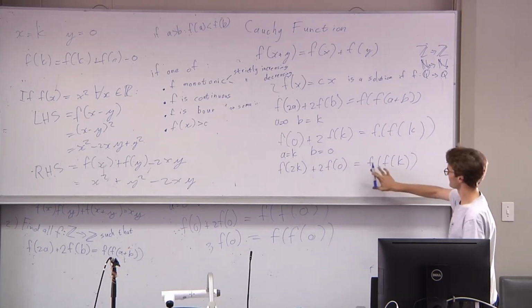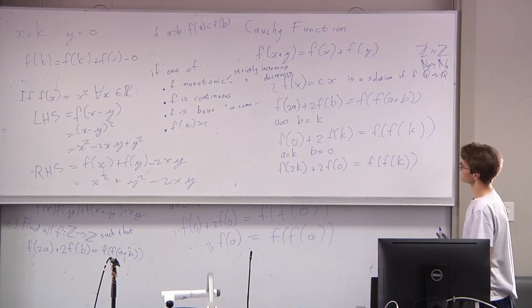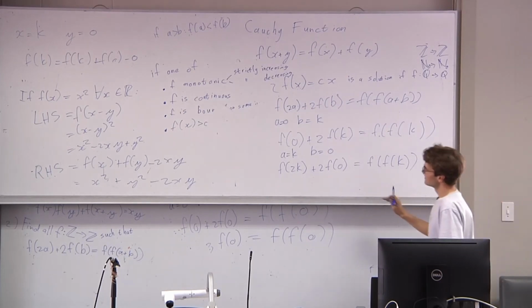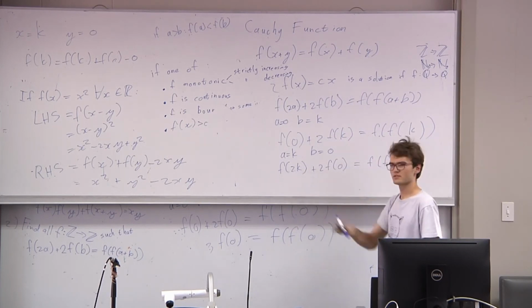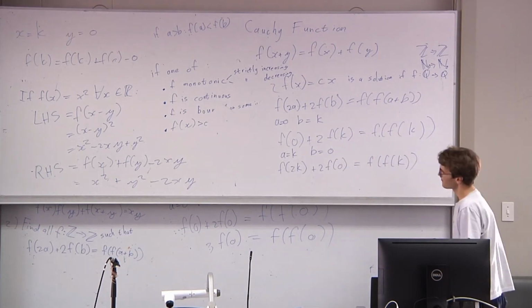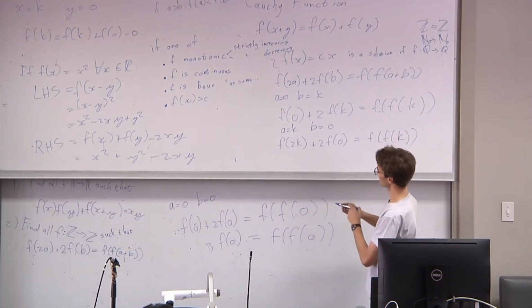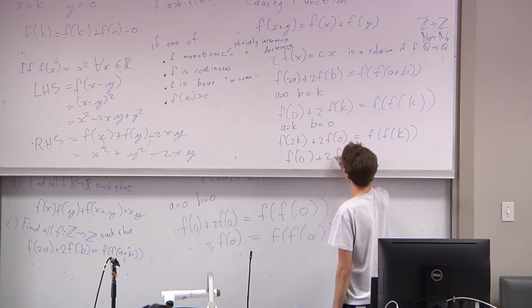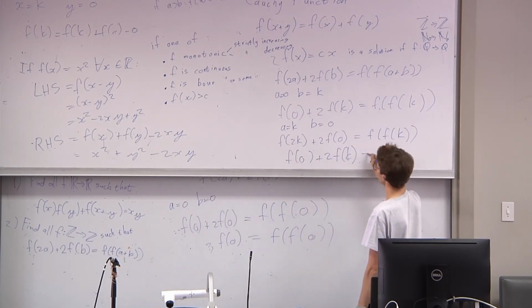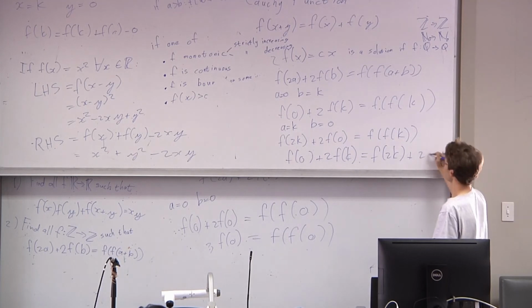So here we have the function applied to itself, which is not nice, so we'd like to get rid of that. And here we only have the function being used once, and there's that extra 2 over there, but we'll deal with that later. So maybe it works out to be nice. So we get that f of 0 plus 2 f of k is equal to f of 2k plus 2 f of 0.